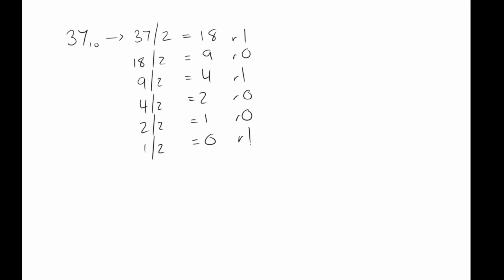There's our stopping condition. Read it upside down, you get, therefore, 37 base 10 equals, reading it from this direction up, guys, 1, 0, 0, 1, 0, 1 base 2. And there's your answer.